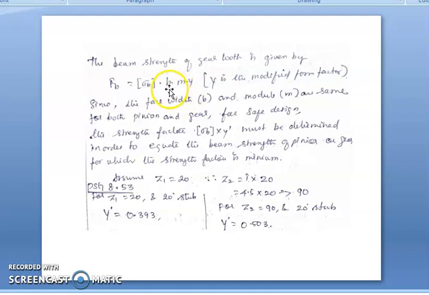Here, except for sigma B and Y, b and m are constant for both pinion and gear, right? So sigma B into Y is modified as Y dash. The Y dash must be determined in order to equate the beam strength of pinion or gear, for which the strength factor is minimum.